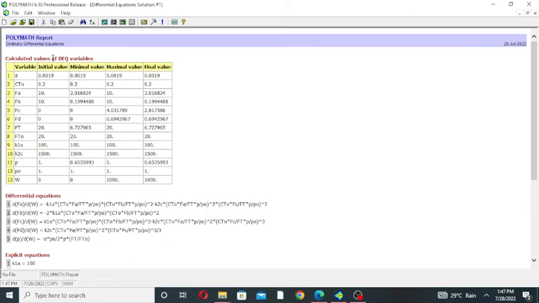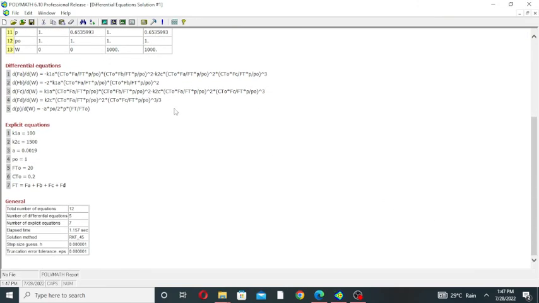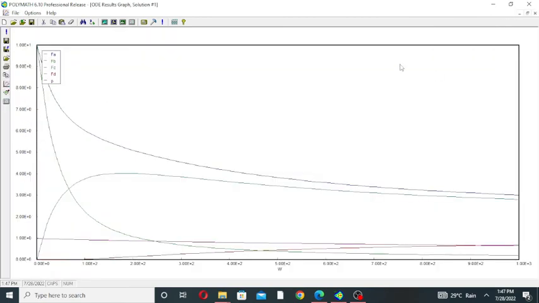This is the POLYMATH report. This is the alpha, Ct naught, FA, FB. These are the initial value, minimum, maximum value, final value. These are the differential equations which I have. This is the explicit equation. These are the general. So you can go to the graph. These are the graphs, and this is FA, FB, FC, FD and P.